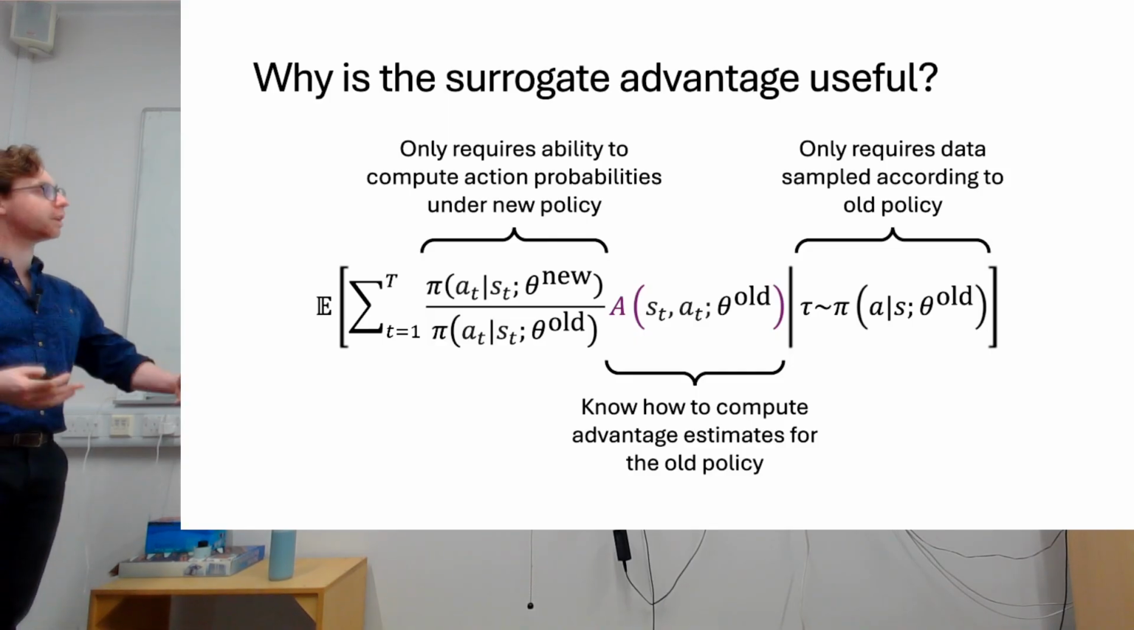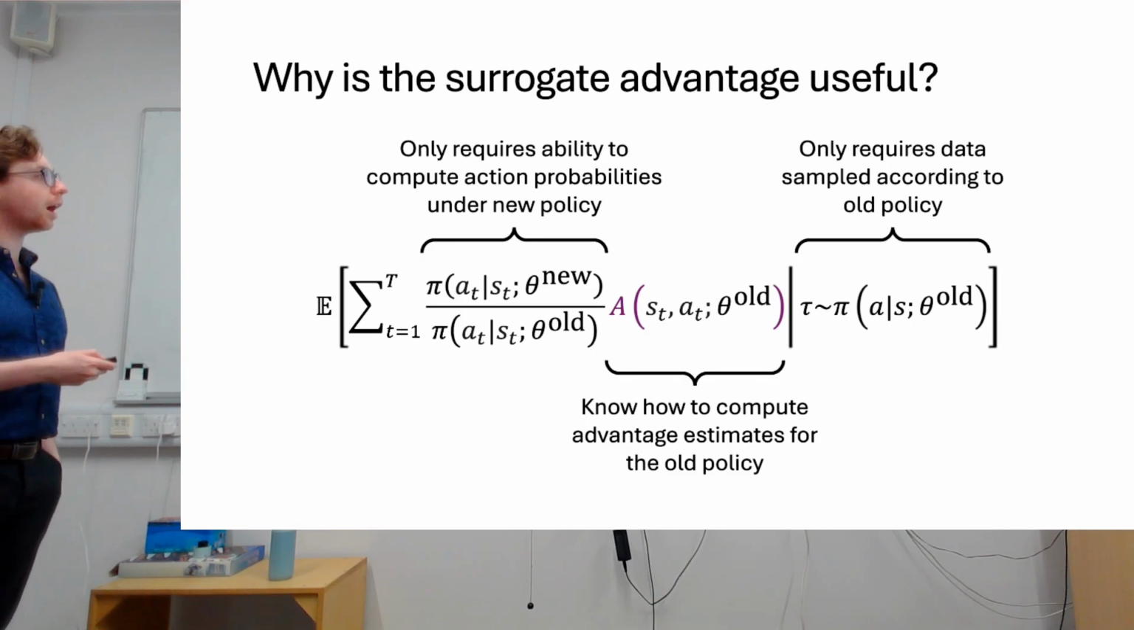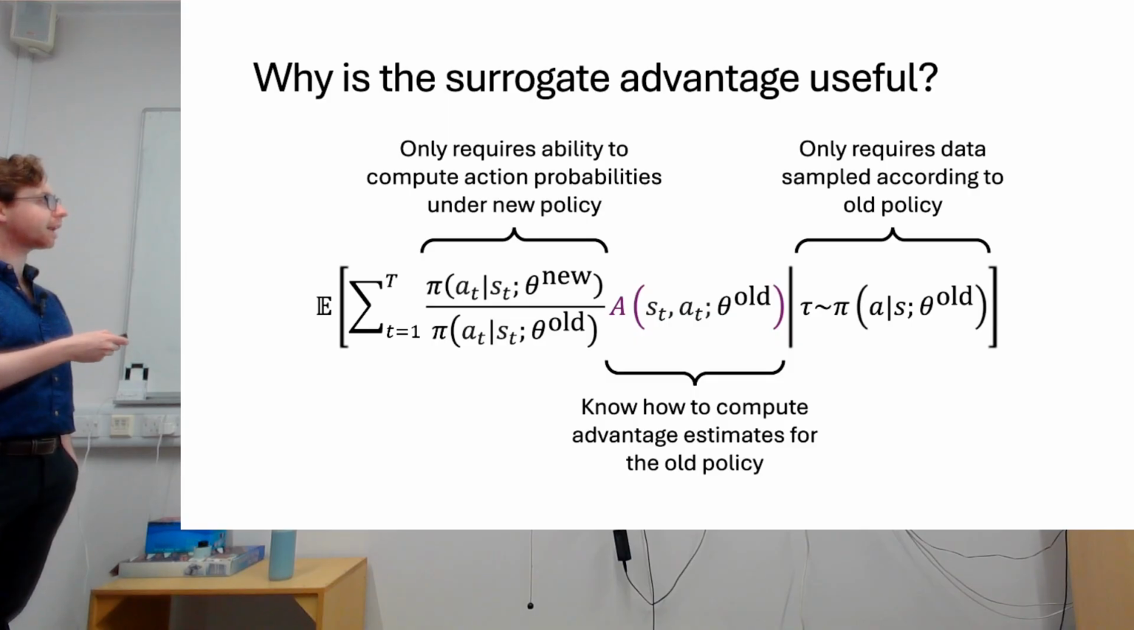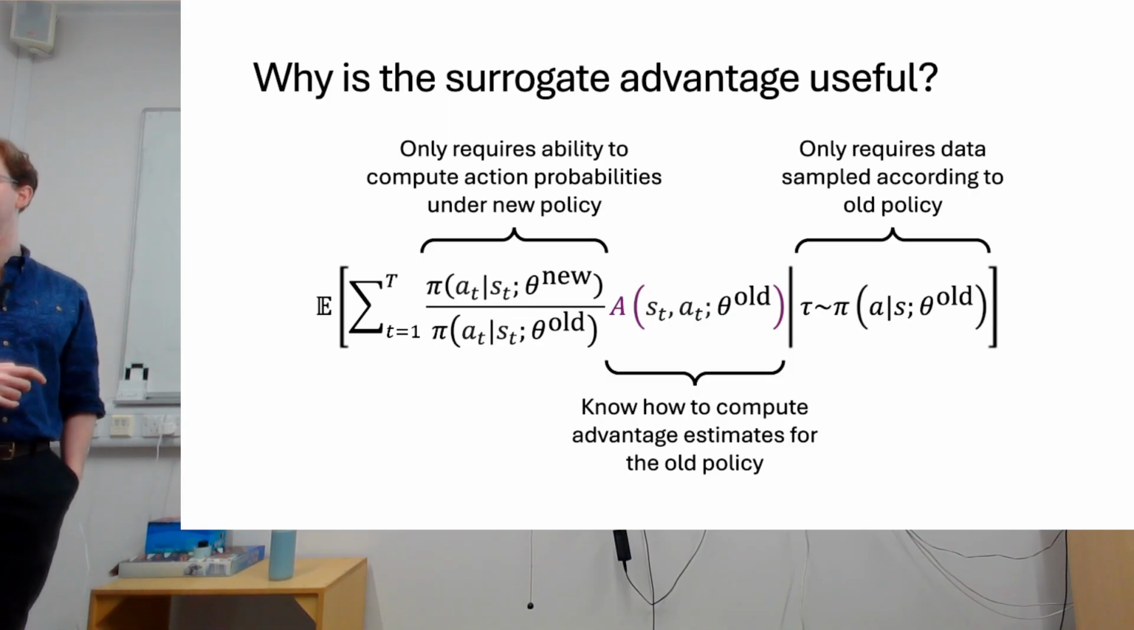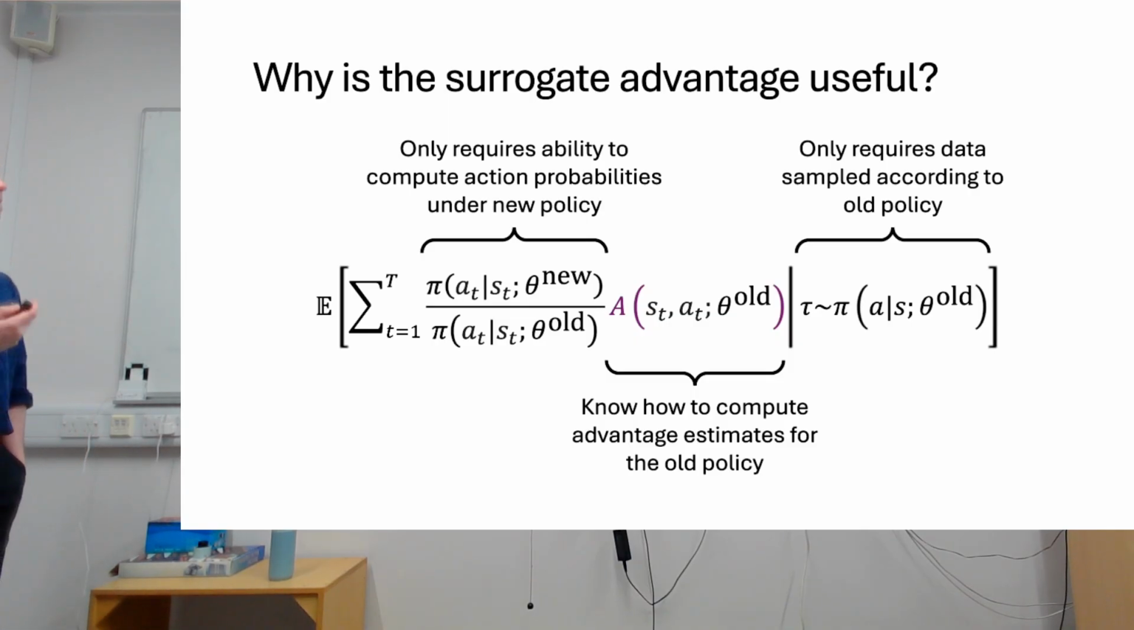I don't need to know in advance what theta new is going to be. I know how to compute these. I know how to sample that, and I can readily evaluate the probabilities of actions, right? So this is why the surrogate advantage is useful. Any questions?